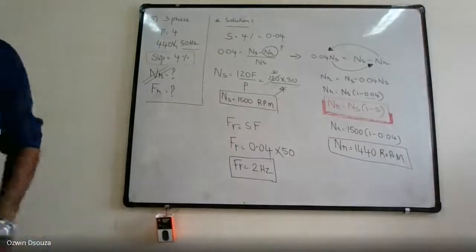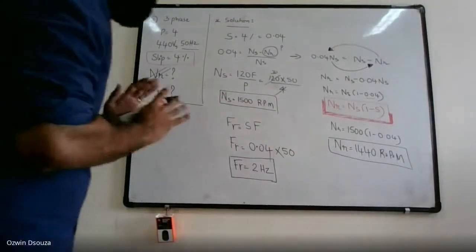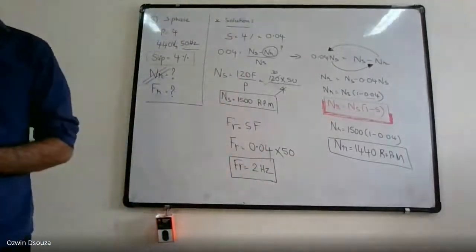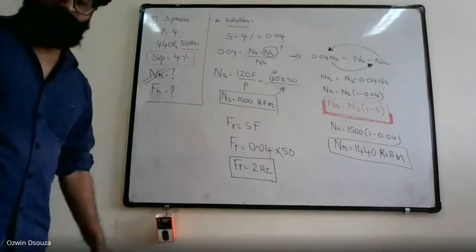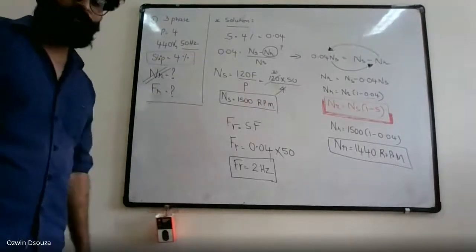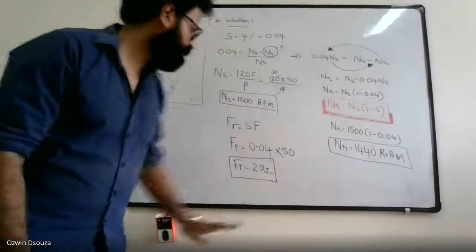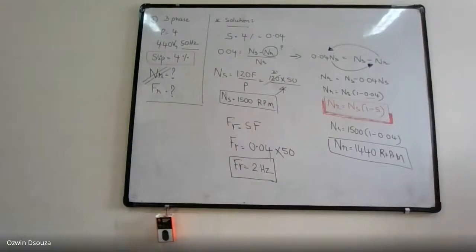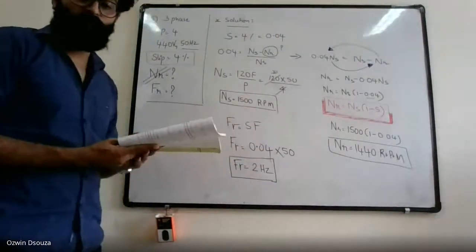Very simple problem. The induction motor and synchronous generator module is very, very simple because you are using all basic formulas and very basic theory. It's very simple to score also. So that's it about your first problem: nr is 1440 RPM and fr is equal to 2 hertz. So that's about problem number 1.